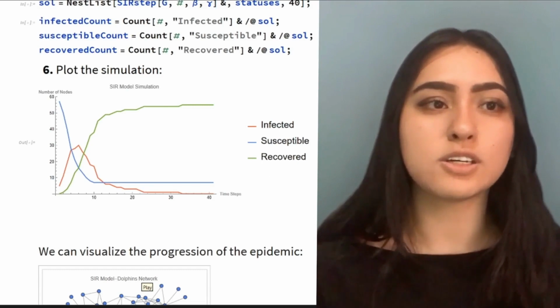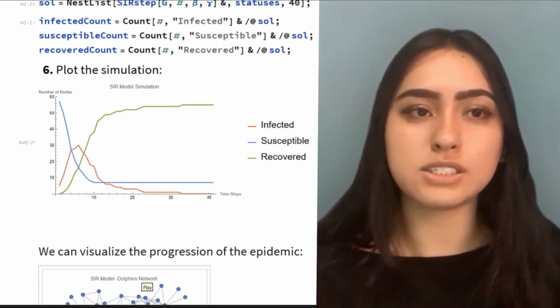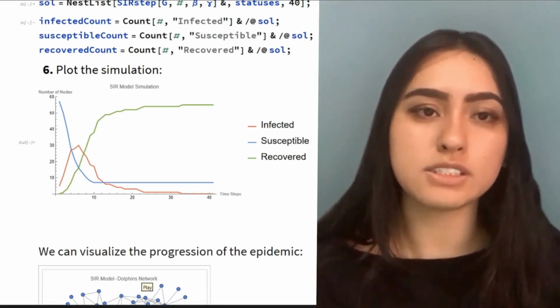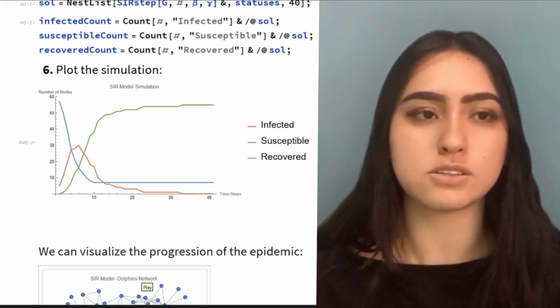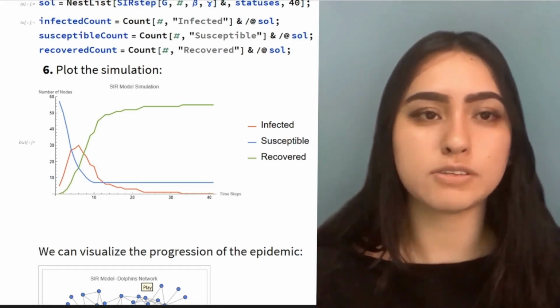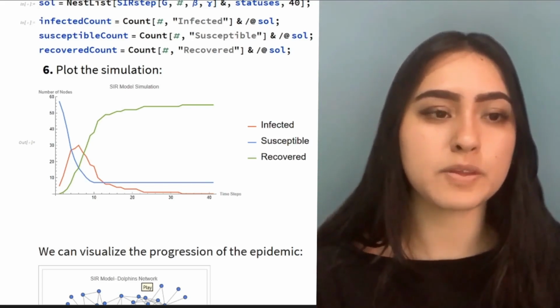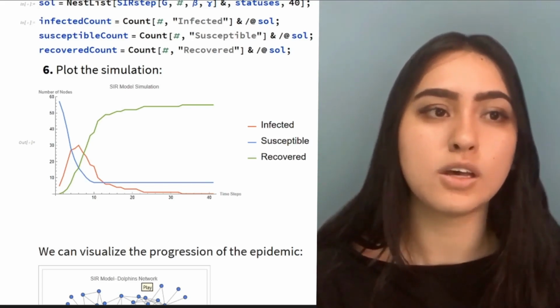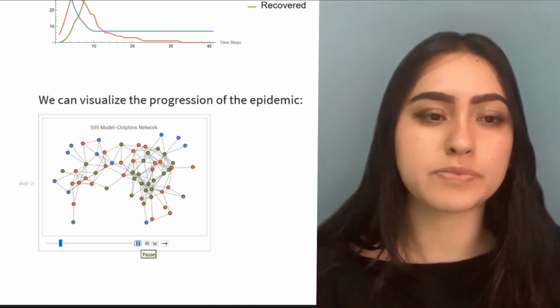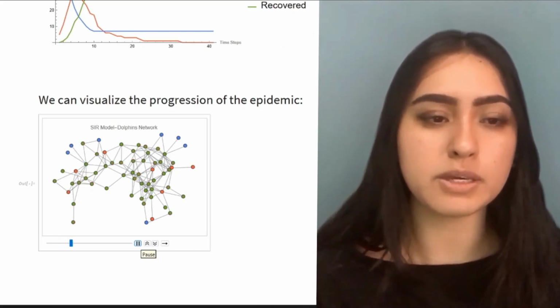The infected population continues to rise until it reaches the peak of the epidemic, and after reaching the peak, the infected population starts to decline. As the infected population decreases, the recovered population begins to rise. Here we can also visualize the progression of the epidemic.